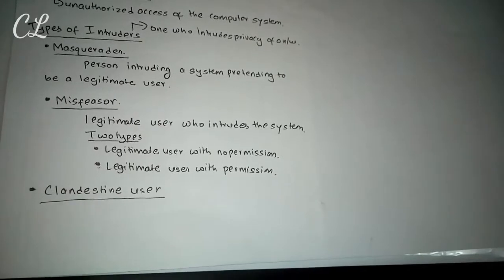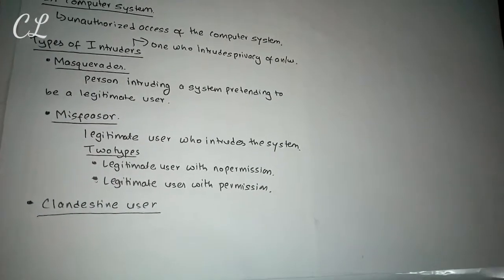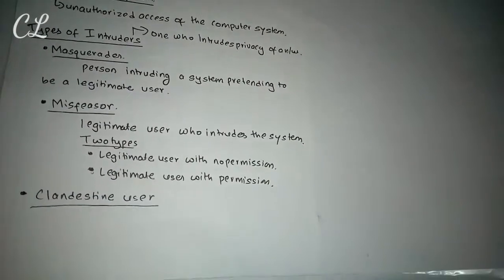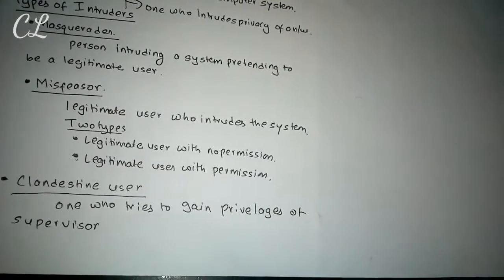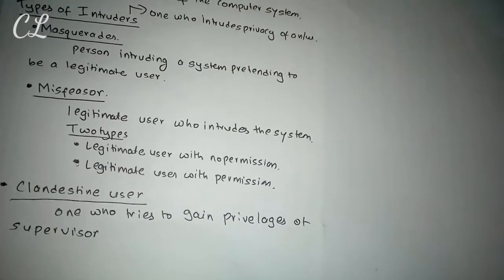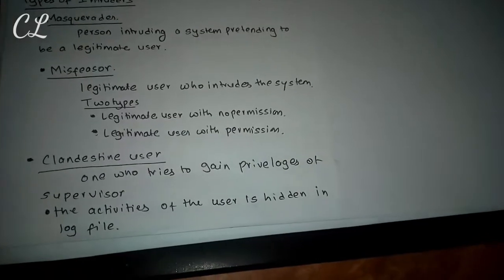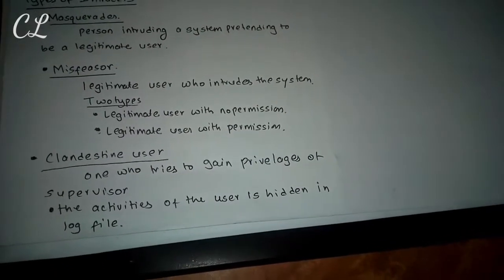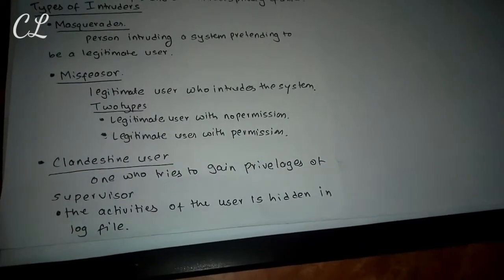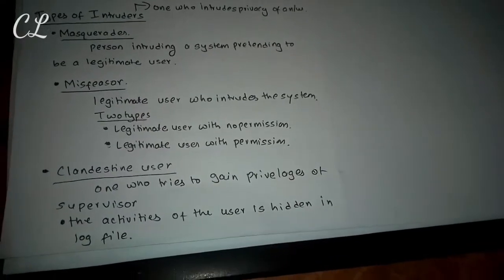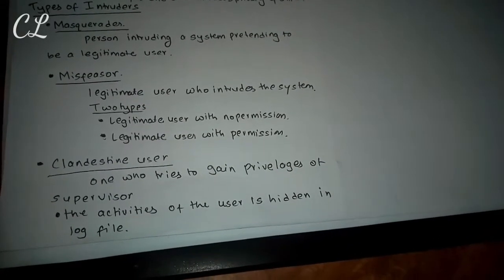Another type of intruder we are talking about in this lecture is the clandestine user. A clandestine user is a person who tries to gain the privileges of the supervisor. The activities of the user are hidden in the log file. It seems as if the supervisor has performed an unlawful action in this situation.